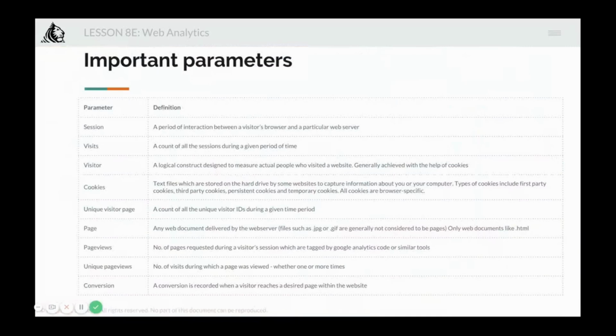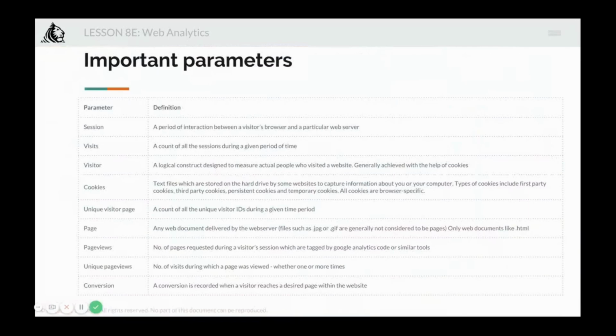The next parameter is visits, which is the count of all the sessions during a given period of time. Then there's a notion of visitor, which is a logical construct designed to measure actual people who visited a website. Okay, actually we don't know how many people visited, but it's a logical construct to approximate the number of actual people who visited the website.